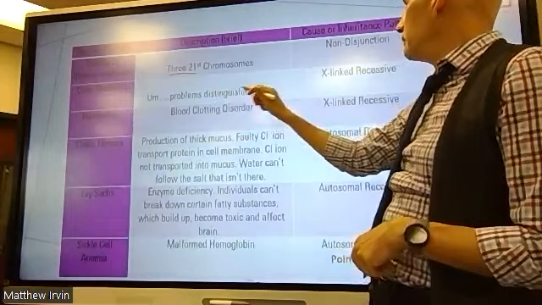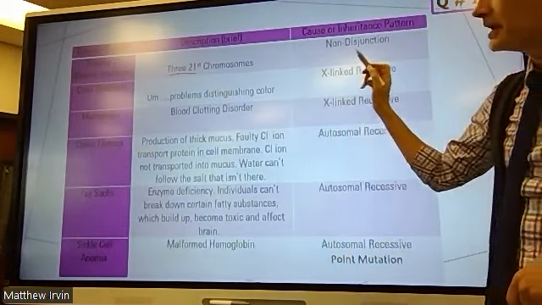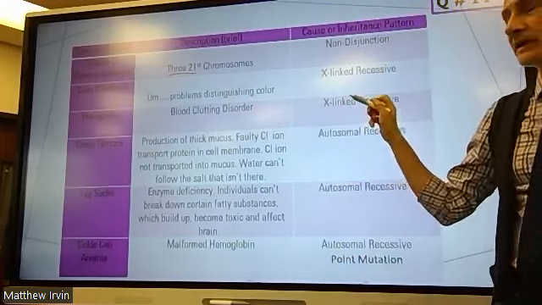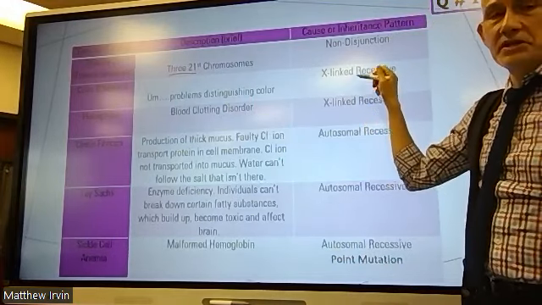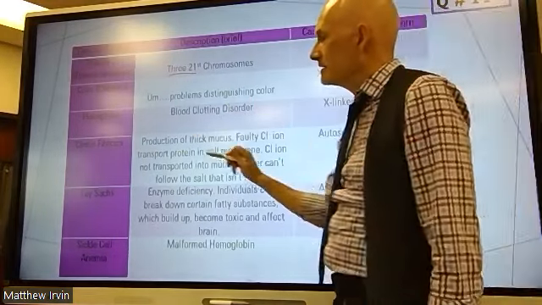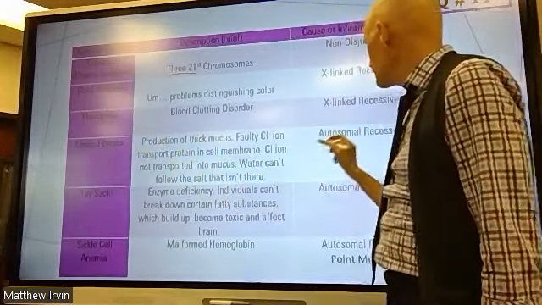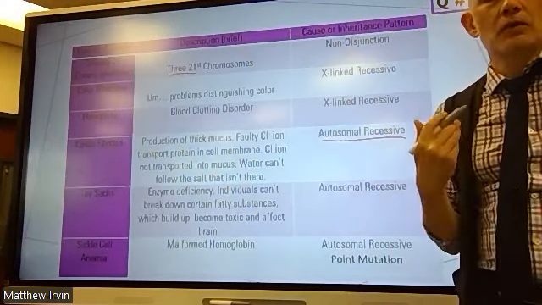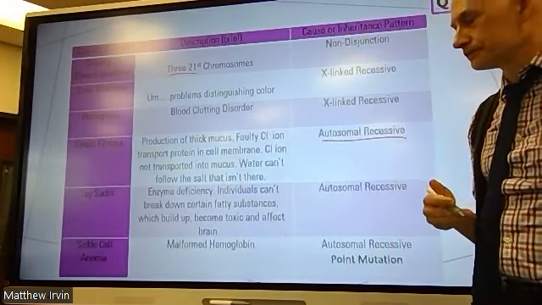Color blindness, X-linked recessive. Hemophilia, a blood clotting disorder, also X-linked recessive. So again, higher percentages in males. Cystic fibrosis is autosomal recessive, so it is on one of the body chromosomes.